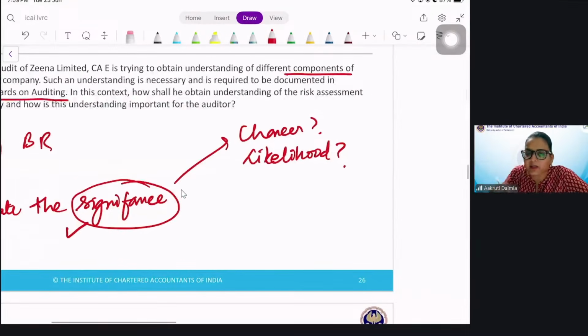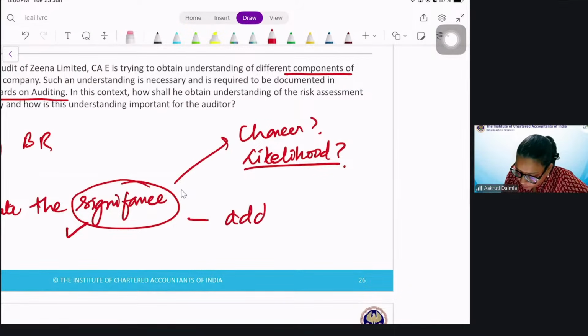What is the likelihood? Which means, is there a 10% chance that an earthquake will happen? Is there a 50% chance that an earthquake will happen? Is there a once in 5 years chance? So that is called chances, likelihood.